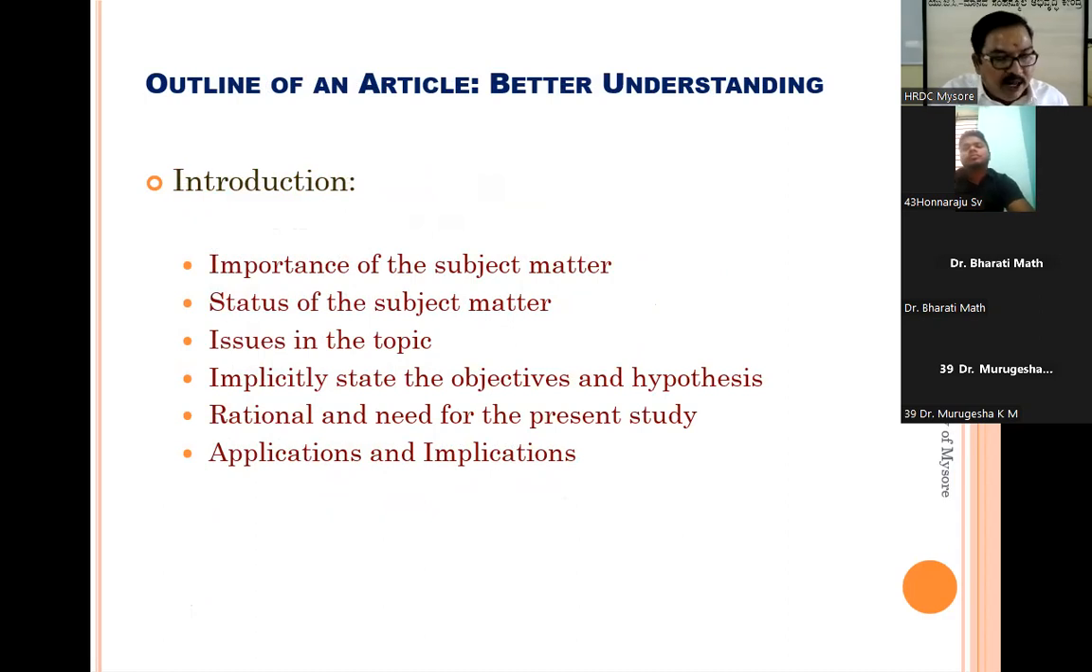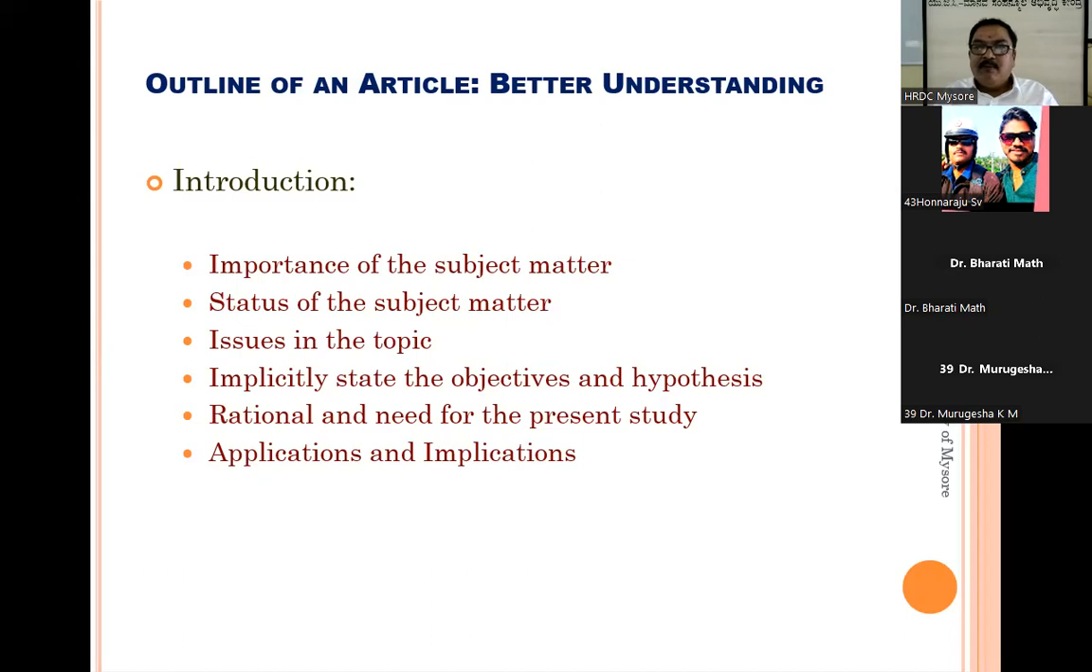What are the things included in the introduction? It is not possible to write 3-4 pages of introduction in your research article, because a good research article will be around 10 pages, less or more. The introduction may be half a page or a 1-page introduction you can give. Then what are the things you have to bring into this introduction? The most important thing: you have to bring in the importance of the subject matter.